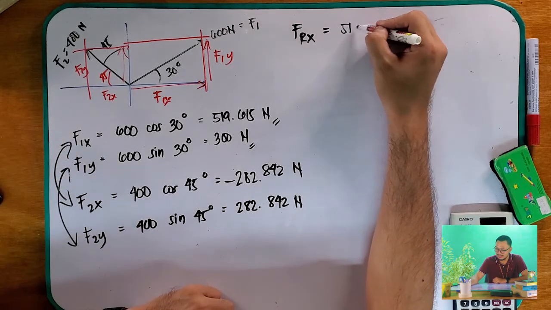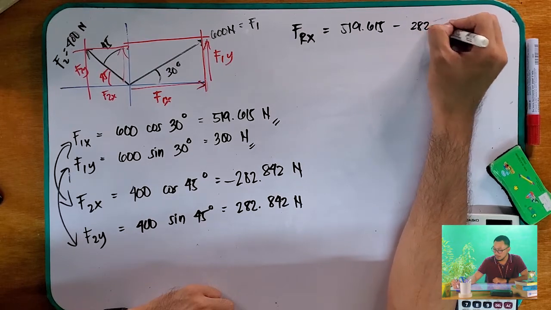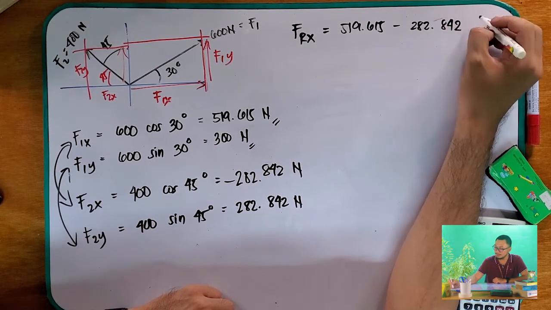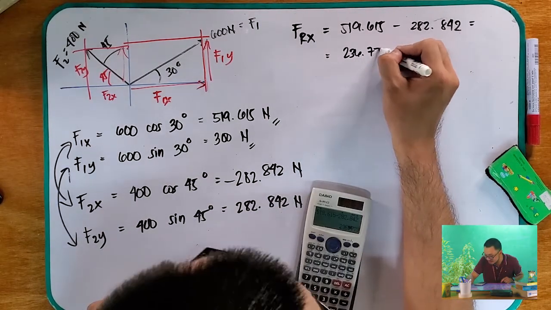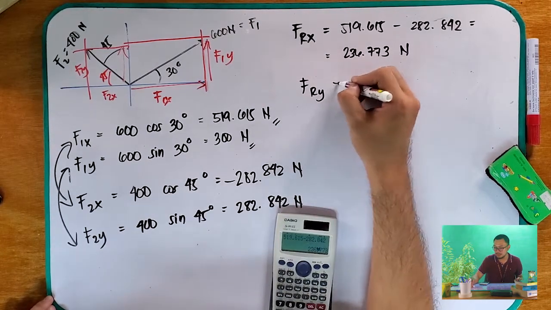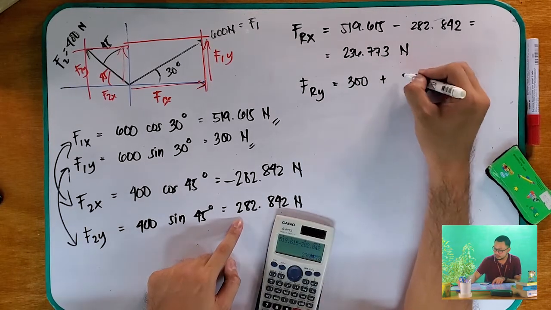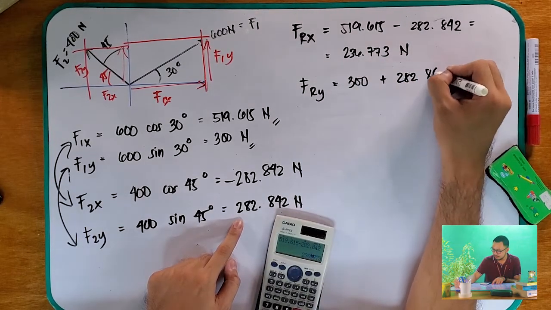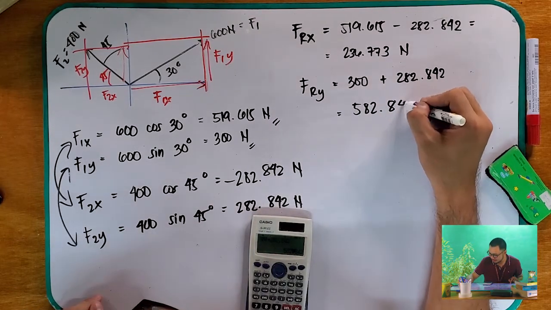So, 519.615 minus 282.842 equals, the answer is 236.773 newtons. And for your Fry, you have here 300 plus 282.842. That is 582.842. So these are the components of your resultant force.